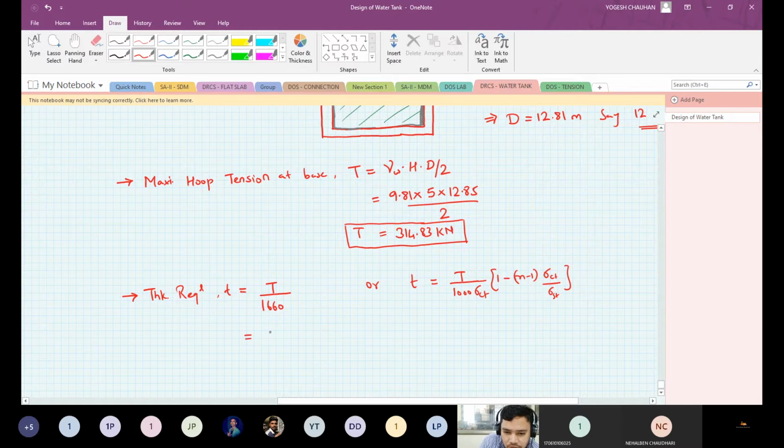So here the tension is 314.83 into 10 to the power 3 divided by 1660. So you will get the thickness. It is 189.66 mm. Okay. This is T required.